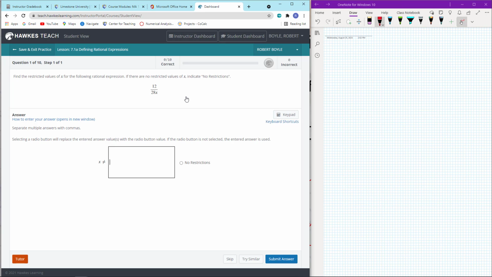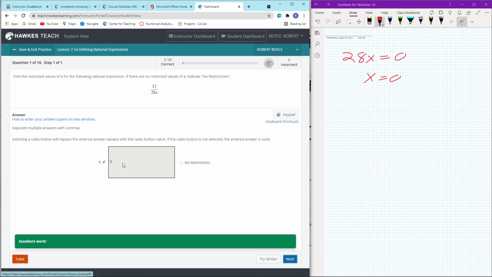Find the restricted values of x for the rational expression 12 divided by 28x. Well, that will occur when 28x is equal to 0. When does that occur? That occurs when x is equal to 0. So we want to put in that x cannot be equal to 0 here. So we just come over here, put in a 0, hit enter, and we're done. Okay, let's go on to another one.